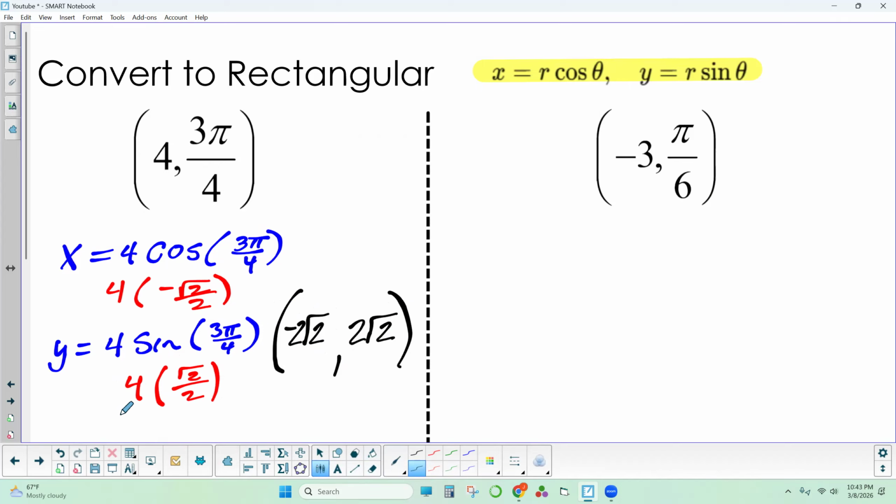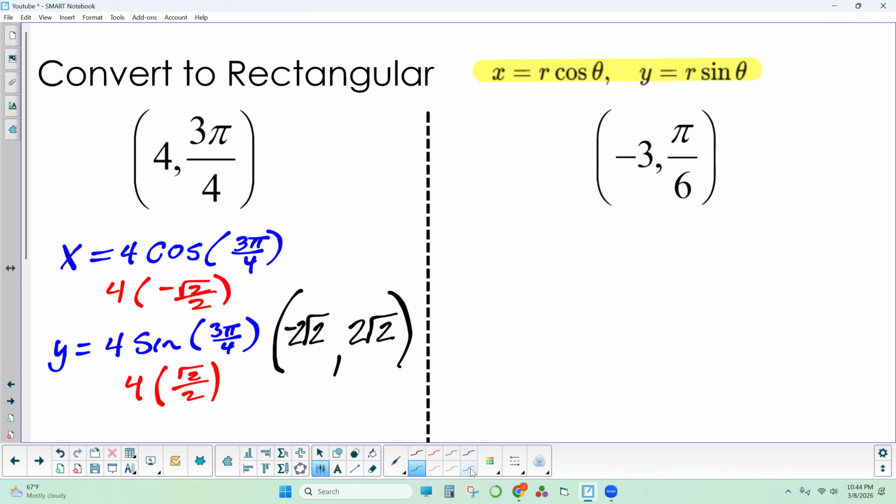I like to check this. If you were to graph it, you would go to 3 pi over 4, which is in quadrant 2, and go 4 toward that angle. Negative 2 root 2 comma 2 root 2 is in the second quadrant as well, so I always like to check that before I go on. That is how we convert to rectangular form. If you want to try this one, I would encourage you to pause the video and we'll go over it.